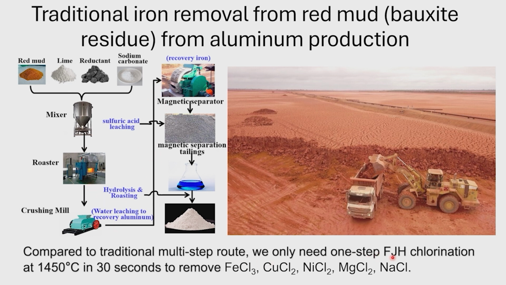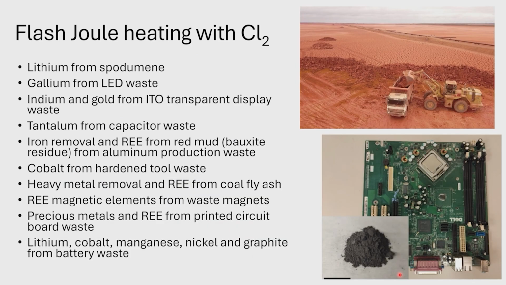We just take it, we can do it flash Joule heating under chlorine at 1450 in 30 seconds. Iron is removed and all of these other elements are removed, and that aluminum that's left can go right on into the process after that. So what have we done?